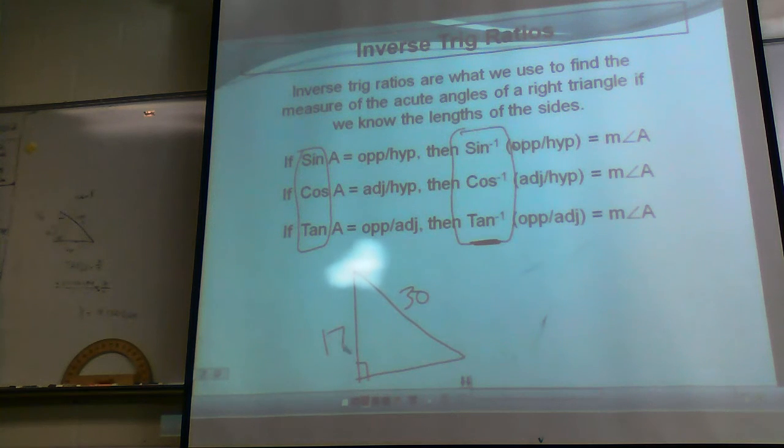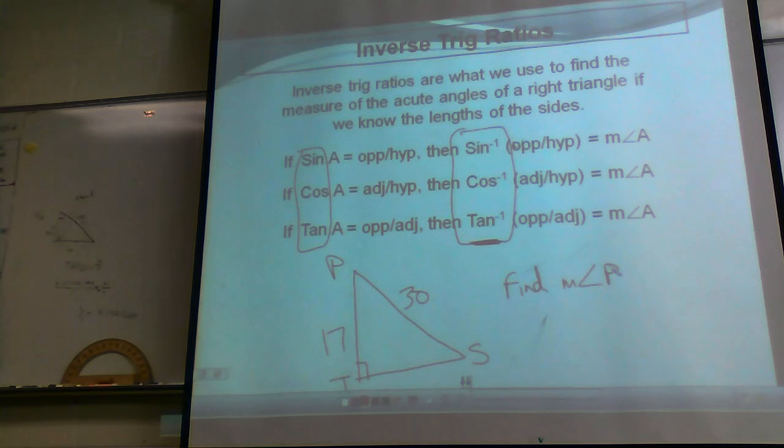17. Okay. Let's just say I got a right triangle and I got one side that's 17, one side that's 30. And we'll call these, this would be P, this would be S. All right, if I gave you that triangle there, and the problem said something like, I want you to find the measure of angle P. Okay?